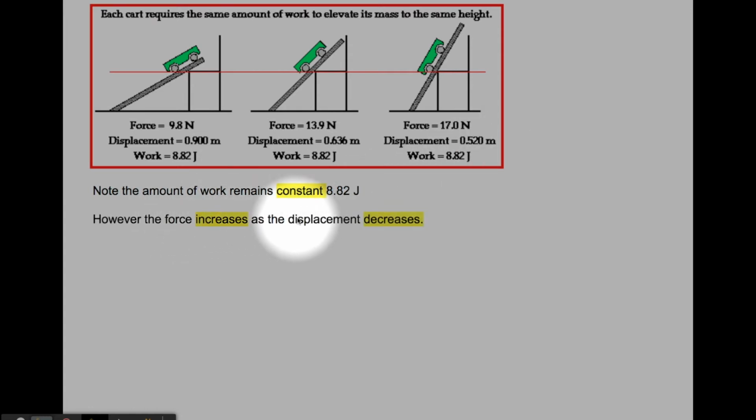As the force increases, the displacement decreases. So the distance you have to travel decreases as the force increases. That's called an inverse relationship, right? Inversely proportional. Okay.